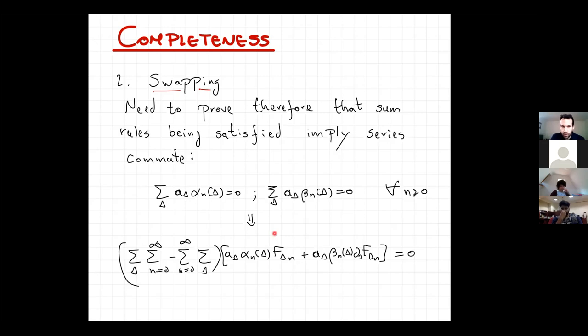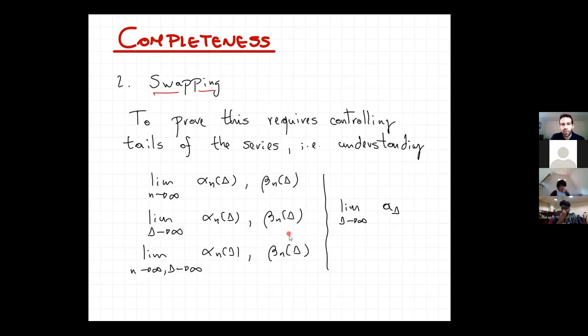And I'm not going to do it in full detail. It's a bit of a technical argument. But you can see that these are two infinite series. So how do you prove that they commute? Basically, you have to study the tails of the series, and you have to argue that they are sufficiently suppressed. This is where the danger comes from: the tails of the series. And so we have to study things like large n limits of functional actions and large scaling dimension limits of functional actions, and limits where you take both of them big at the same time.